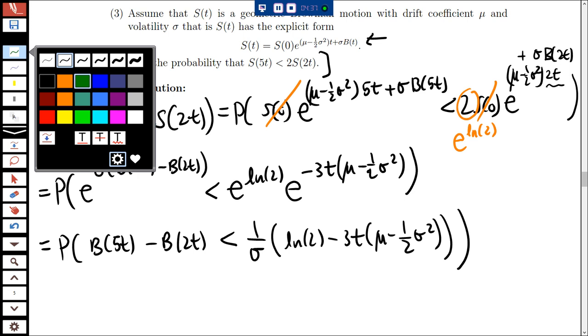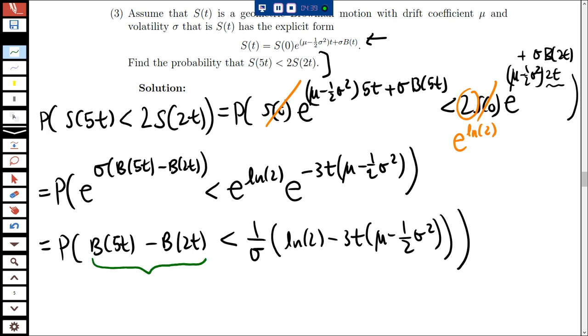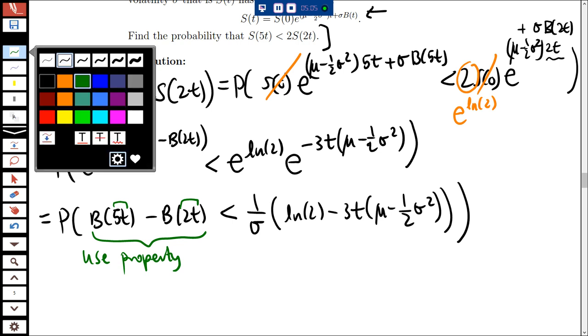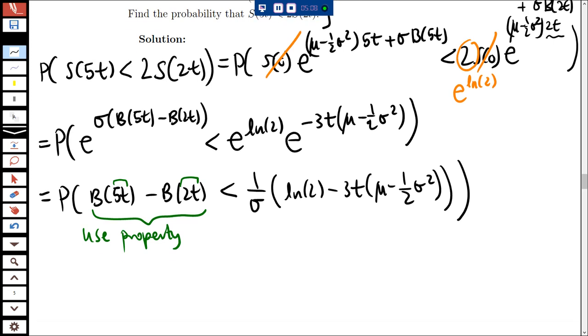So now I need to go to my properties. The difference between 2 Brownian motions. So use the property, use your definition. We know this follows the standard normal distribution. And it's going to have some multiple on there, which is the difference between 5t and 2t, which is 3t. That's going to come out as a root. So actually what we have using the properties, you should get this.